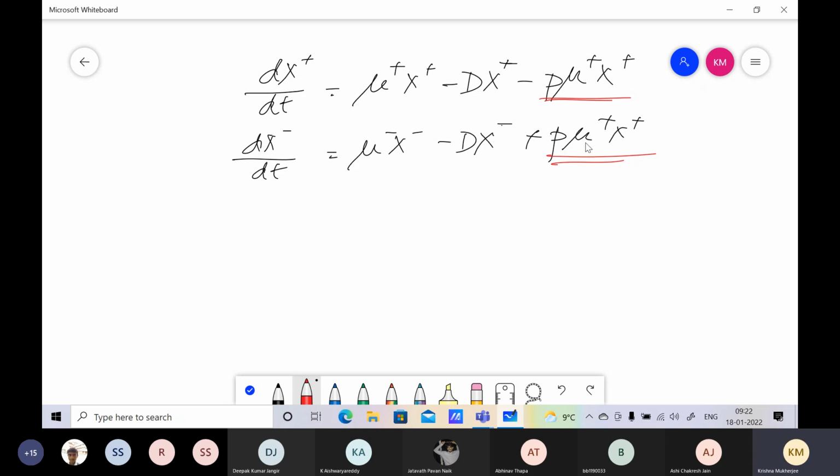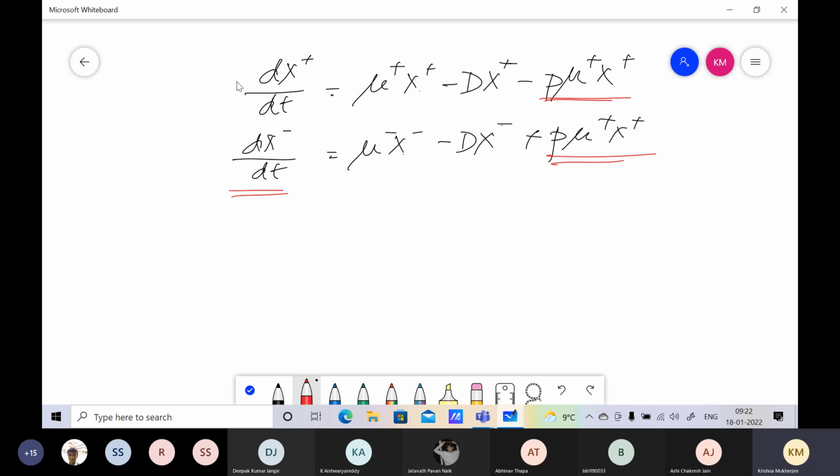So notice this is p mu+ X+, this is p mu+ X+, but here it is X-, here it is X-, here it is X+, here it is X+. Here it is all X+. This is the amount of positive cells becoming negative cells. So in terms of the numerical quantity, this p mu+ X+ will be added to the numerical quantity here because this is the rate at which this is growing.